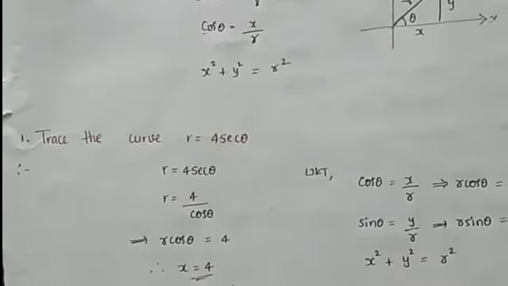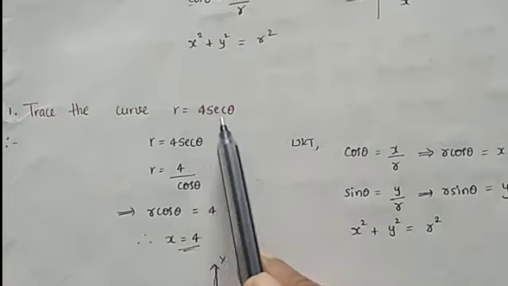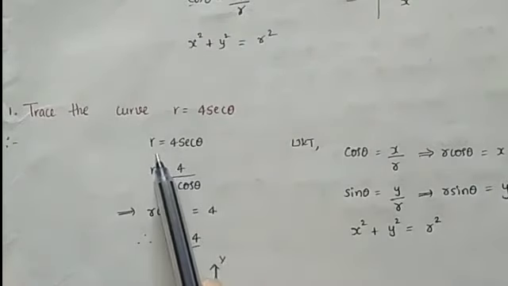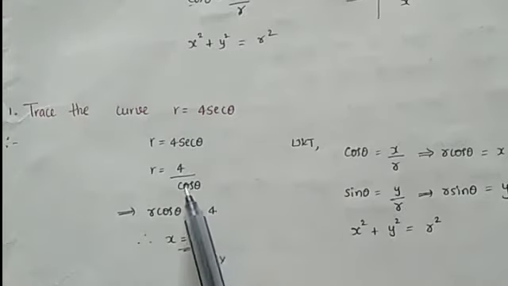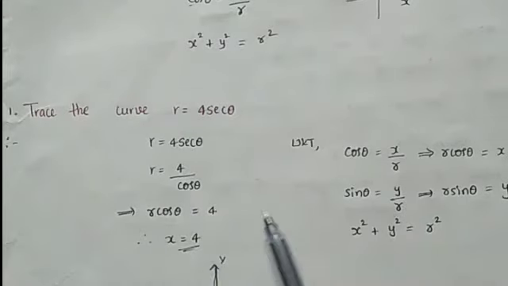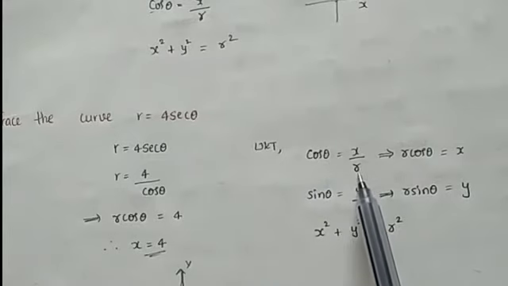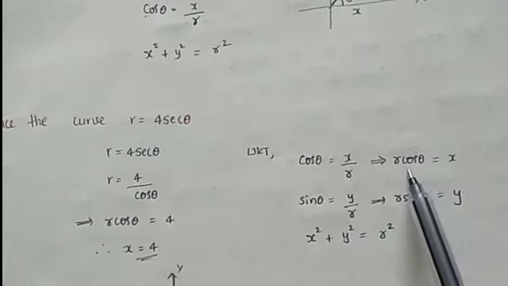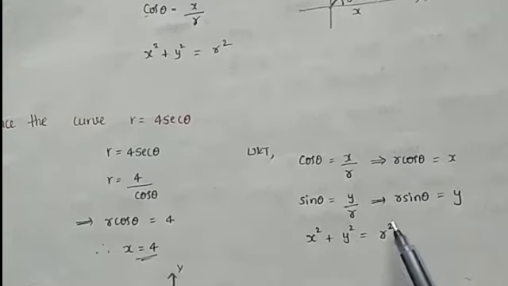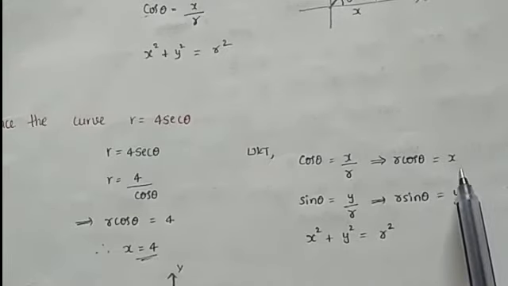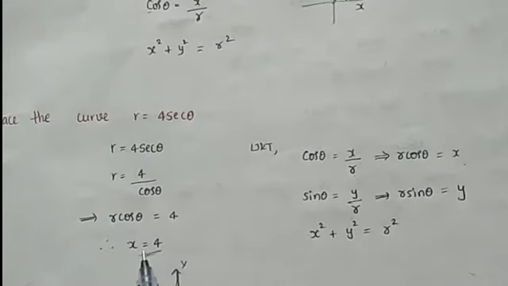The first one is to trace the curve r is equal to 4 secant theta. This is the given, r is equal to 4 secant theta. Secant theta is 1 by cos theta, so r cos theta is equal to 4. We know that cos theta is equal to x by r and sin theta is equal to y by r, so r cos theta is equal to x, r sin theta is equal to y, and x square plus y square is equal to r square. The r cos theta value is x, so x is equal to 4.